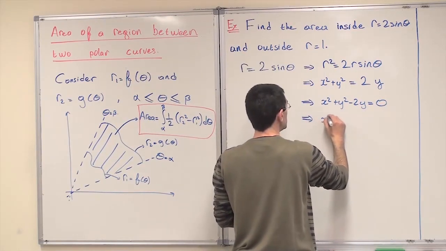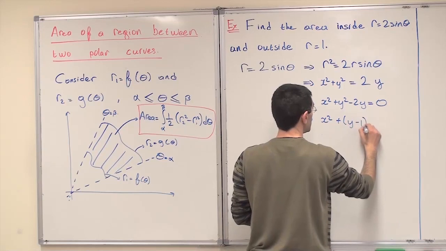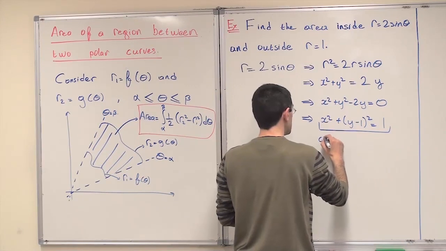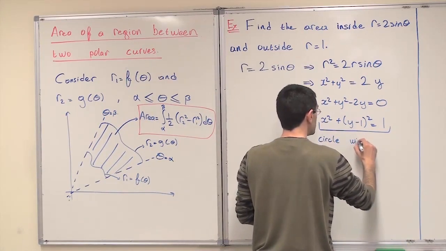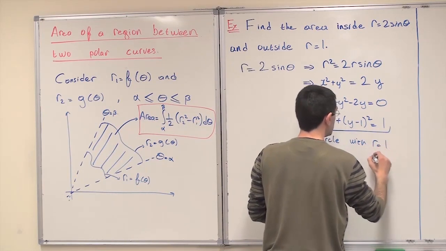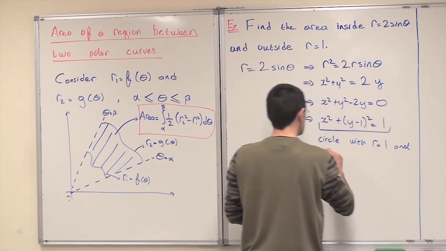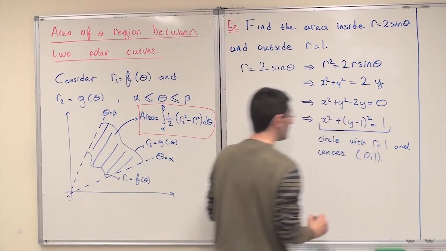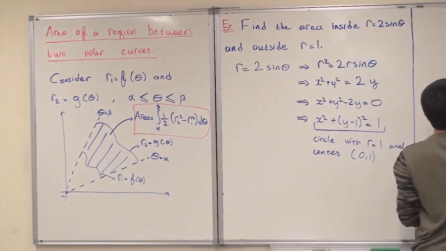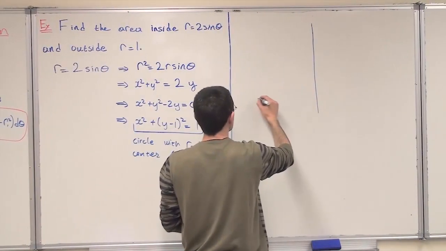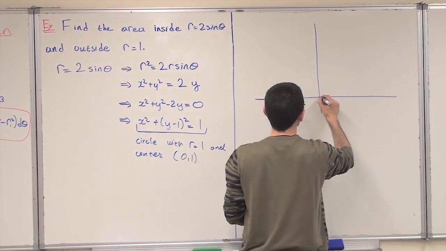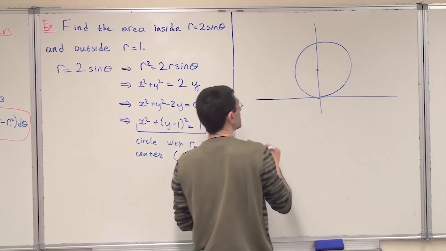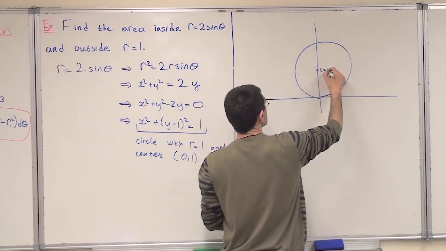and complete it into square. And we recognize that this equation represents a circle again with radius 1 and center 0, 1. So let us sketch that. So here is our circle with radius 1 and center 0, 1.